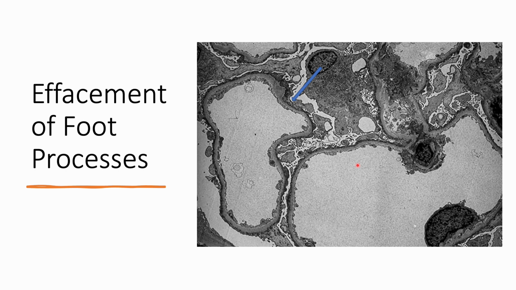So, if you have someone with minimal change disease, you look at the light microscopy, there's not much going on, pretty much normal glomeruli. This is why it's called minimal change disease. You do the immunofluorescence microscopy, you don't find anything either. The only way to make the diagnosis is by electron microscopy. And here you have foot process effacement. Very characteristic of minimal change disease.